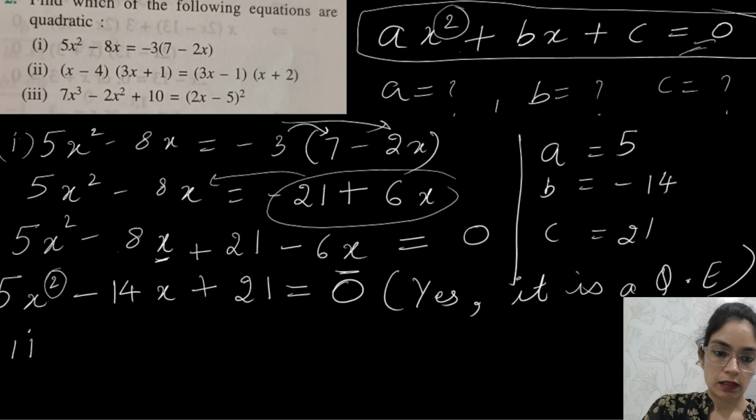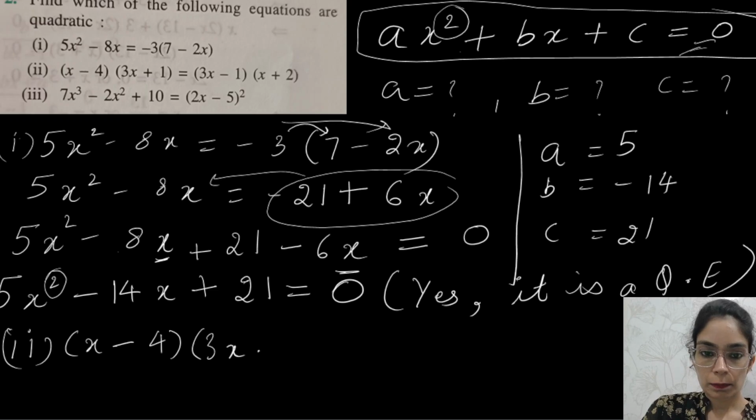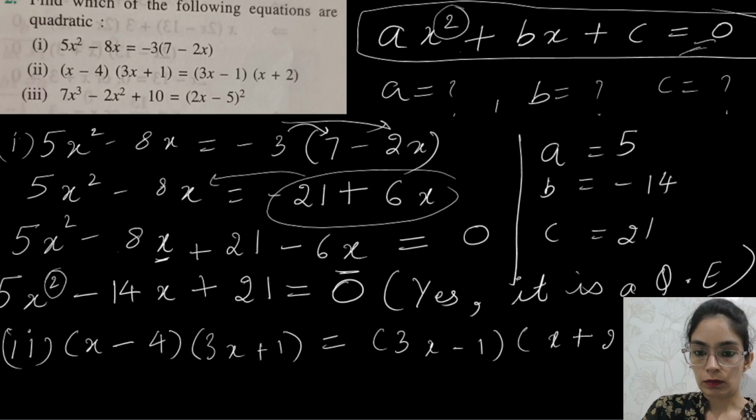Now we'll do the second one. The second one you can see is not in the simplified form. All the terms are in factor form. So the first one I have x minus 4 into 3x plus 1, which is equals to 3x minus 1 into x plus 2. So that means we have to simplify it first, and then we will come to know whether this is an example of quadratic equation or not.